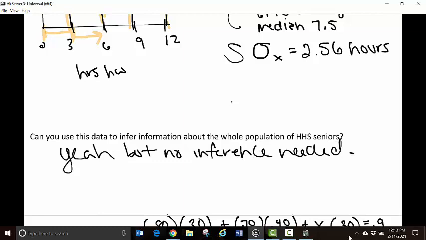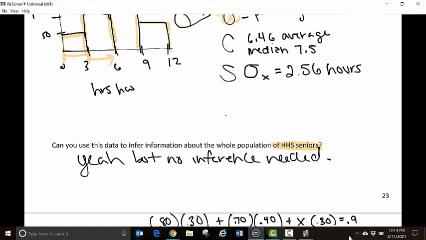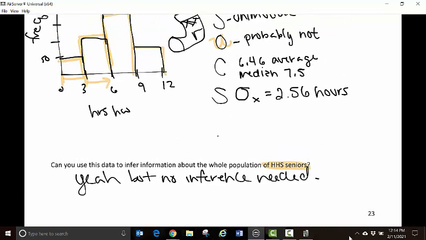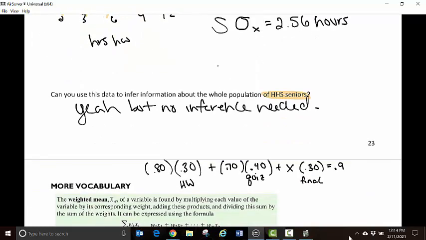We don't have to infer anything. Inferring would be that I maybe just did a survey of you guys being seniors and then said that must be what's happening with all the seniors. But since my population was Hillcrest seniors, there is no inference. I know for a fact this is what happened with the seniors because I asked all of them. I surveyed all 403 seniors. Okay? All right. Next one.